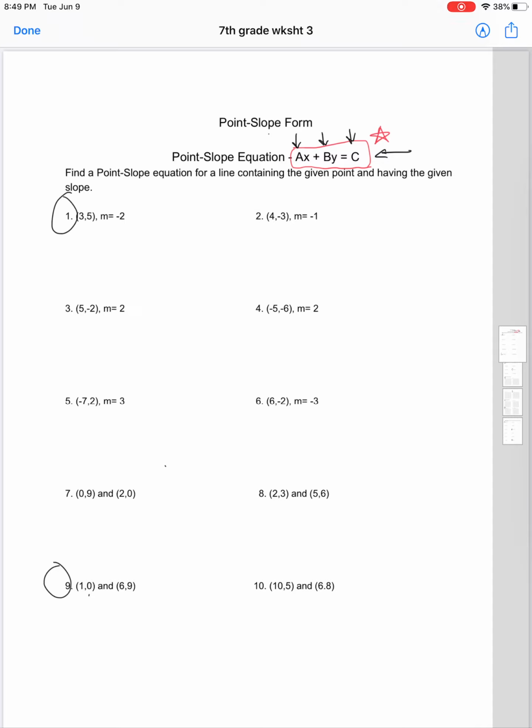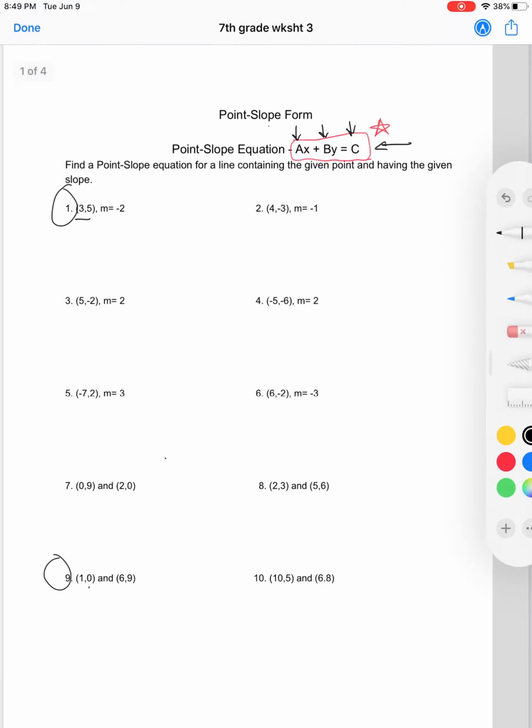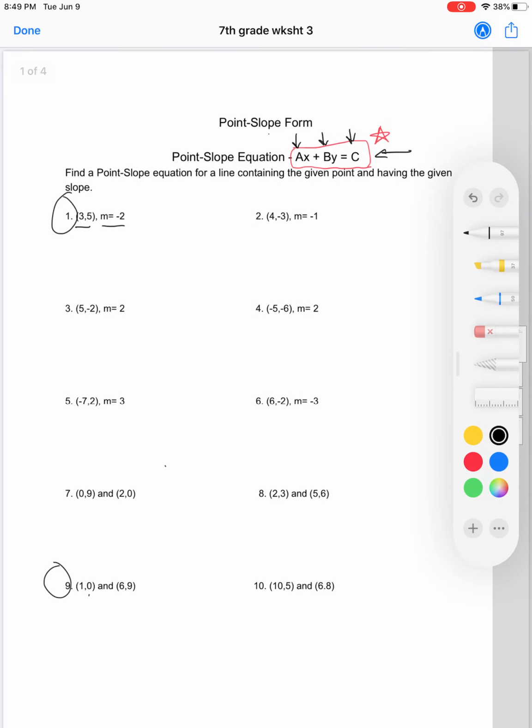So first, let's see. I highlighted this because this is especially important for understanding the point-slope equation. Basically, the first step you should do is see you have a point. You also have a slope, right?